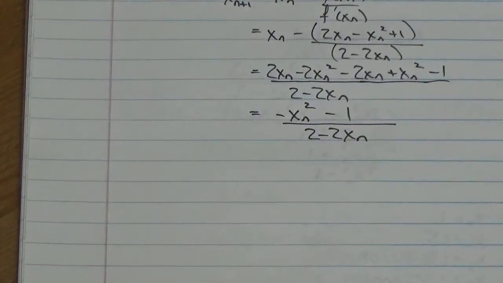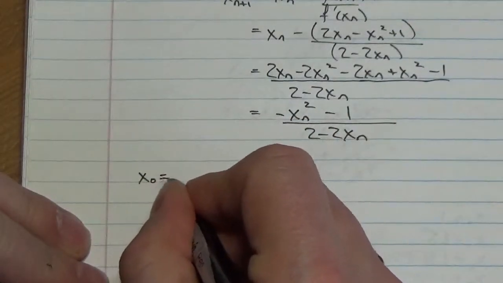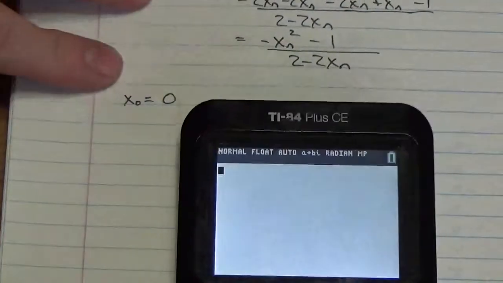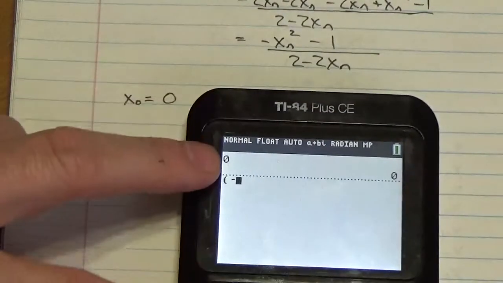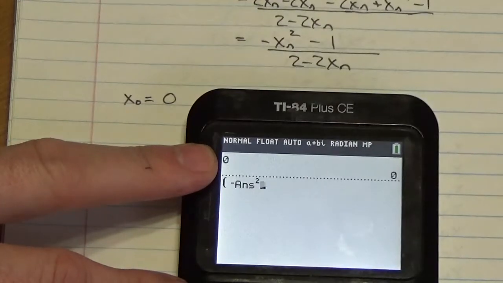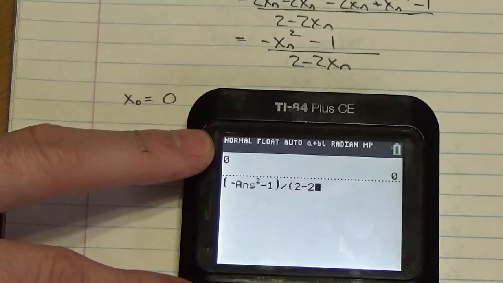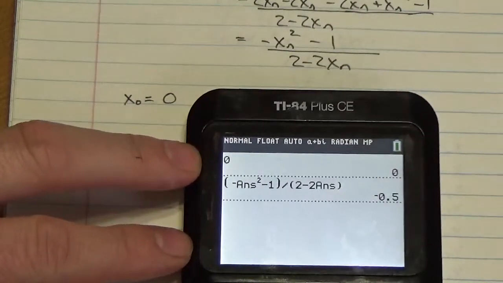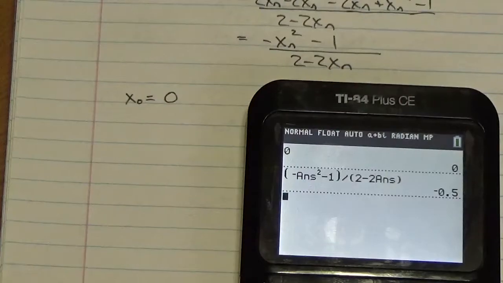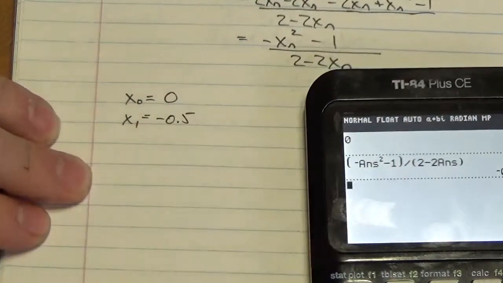Okay, so over here I'm going to do this twice. I'm going to start guessing x naught is going to equal 0. So on my calculator, I'm going to pull this out here. Okay, so I'm going to press 0, so that answer is sitting in there. And then negative answer squared minus 1 divided by 2 minus 2 times the answer. Press enter, and that is going to get me my first guess beyond that. So x1 is going to equal negative 0.5, negative a half.